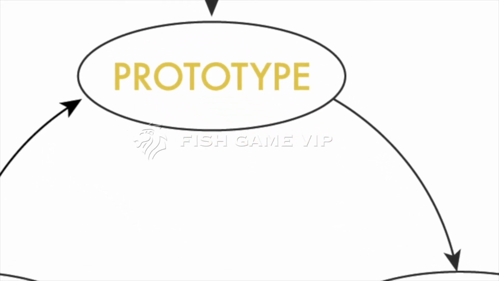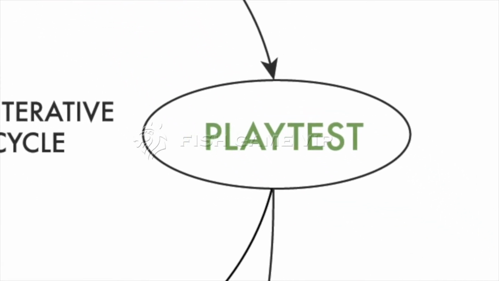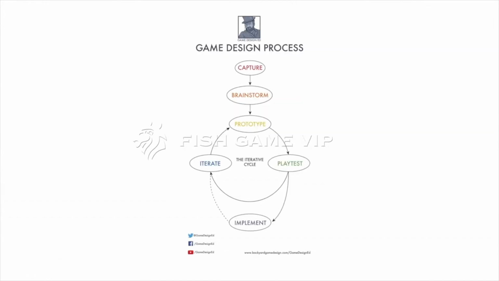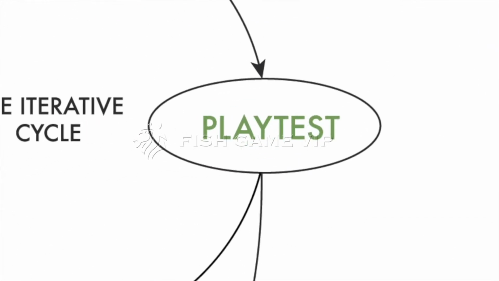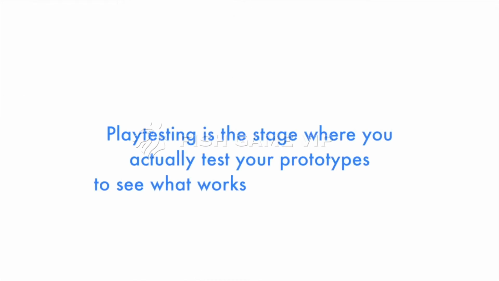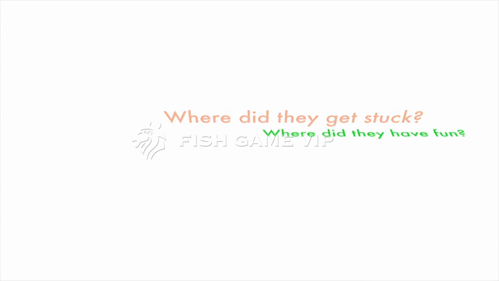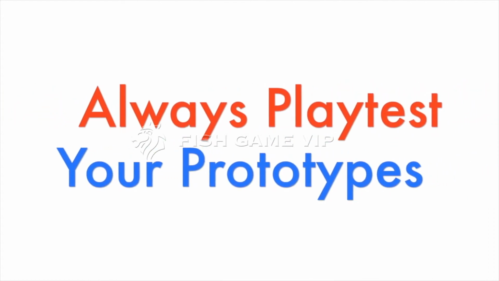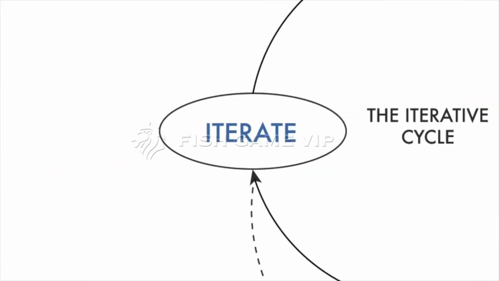So you've made a prototype of your game. Now you need to test that prototype. Play it yourself. Invite some friends and family to play your prototype. This stage of the game design process is called playtesting. This is where you actually test your prototypes to see what works and what doesn't. And be sure to always get feedback. What did they like? What did they dislike? But also watch them play. Where did they get stuck? Where did they have fun? Always playtest your prototypes. That's what they're for. To test and get feedback, and then to improve through iteration.